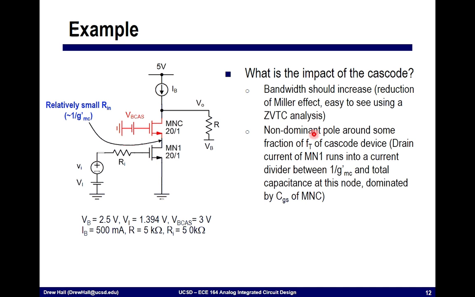The second one, and this is a little bit more subtle, is that now we're going to have another non-dominant pole, and this non-dominant pole essentially is going to happen at this node. So we're going to have a pole at the output, a pole here, and a pole at the input. This pole is typically the non-dominant pole, and that's because the impedance that we see looking up into this device is fairly low. It's 1 over GMC. So we'll have a non-dominant pole here, and if we have an output capacitance, we could end up with another non-dominant pole there as well.